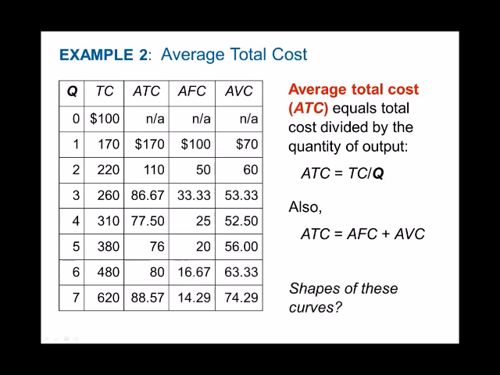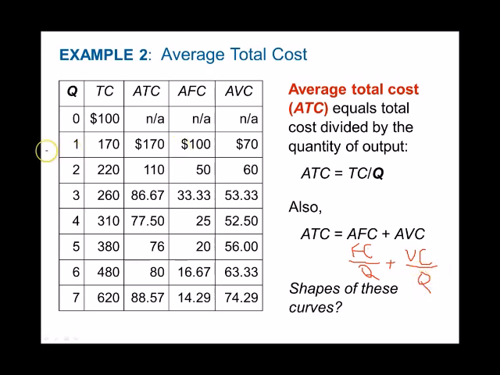So in the first case, of course, our average total cost was not available. Average fixed cost is basically fixed cost over quantity. So let's write this. Average fixed cost is fixed cost divided by quantity. And average variable cost is total variable cost divided by quantity.